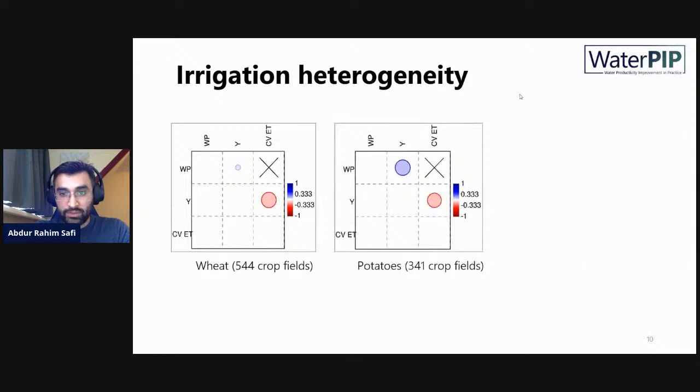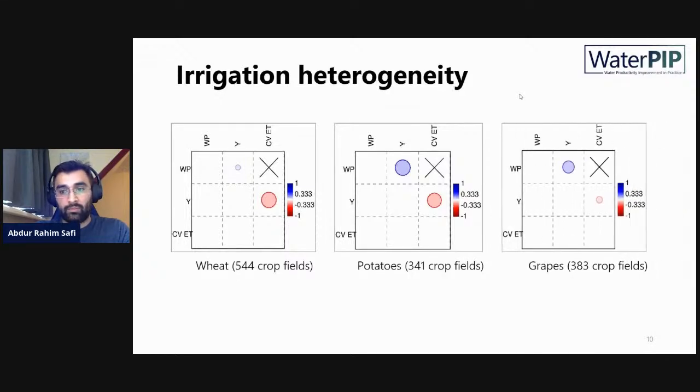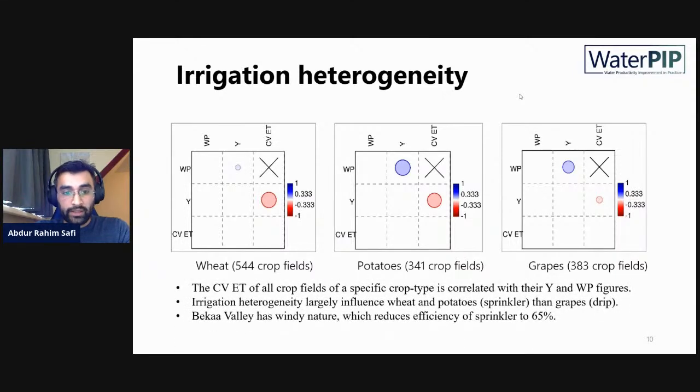Also for the potato, there is a negative correlation, but the correlation for the grapes is negative, but really smaller and not really significant. That's due to the reason that the potatoes and wheat are irrigated with sprinkler irrigation, and the grapes are mostly with drip irrigation. That's why the irrigation heterogeneity is not affecting that very much. And secondly, the Bekaa Valley has a windy nature. That's why irrigation efficiency and uniformity are not very good there.